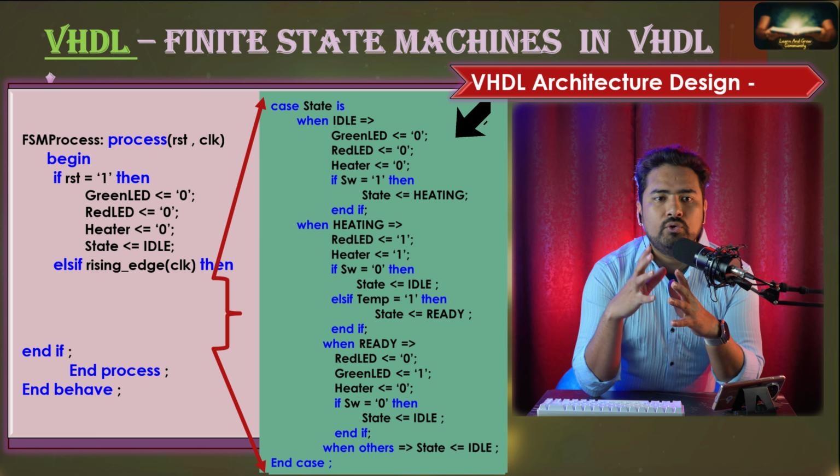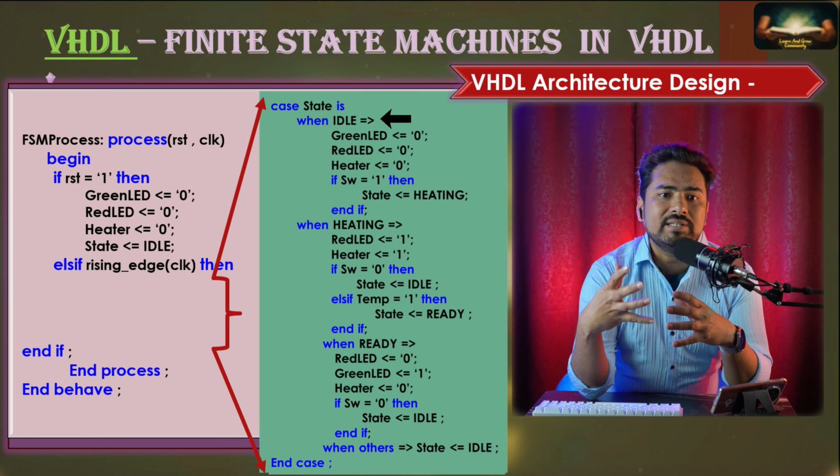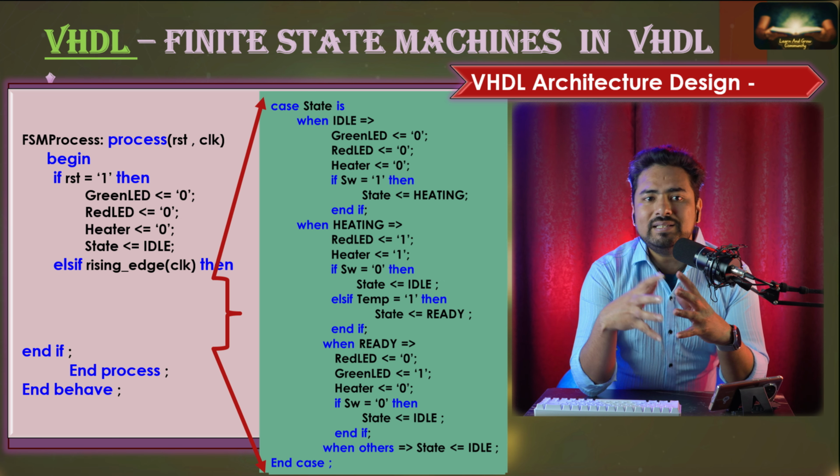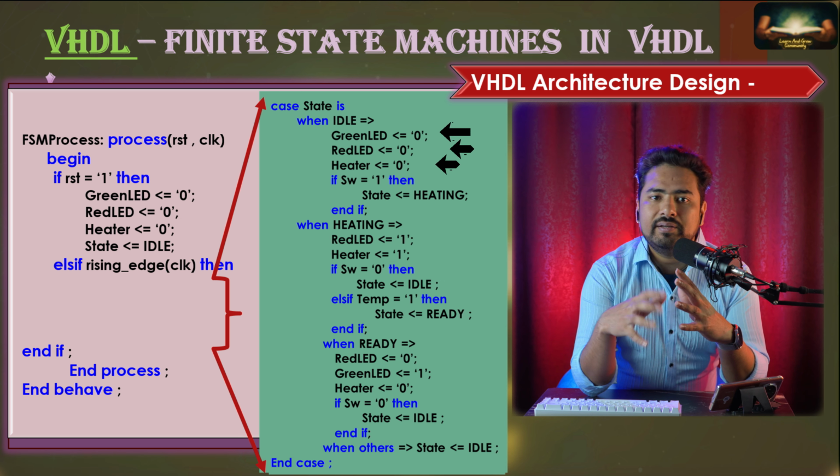So first is the idle state. This is also the default state of our system. At this state, the heater is off and the red LED and green LED are also off, meaning we state all of our possible outputs at this state. Now we will tell what the next state will be and when. From our state machine diagram, we said that when the input switch is pressed, it will go to the heating state, right? So we have this condition: if switch equals 1, then state is heating.